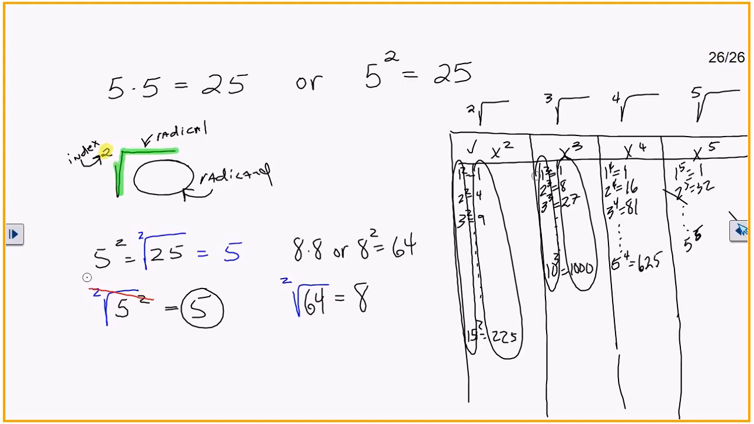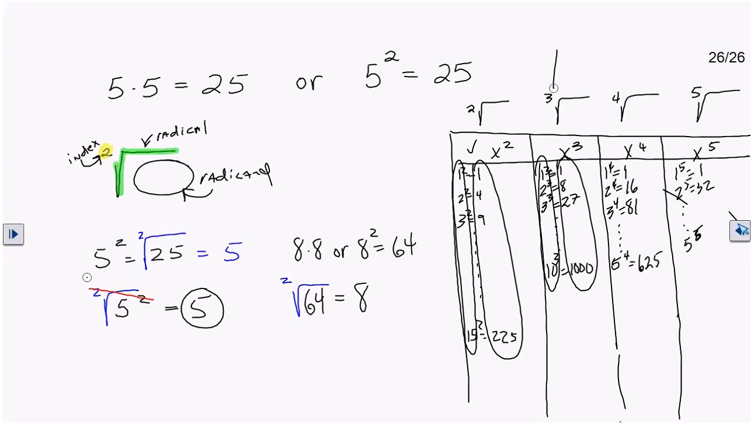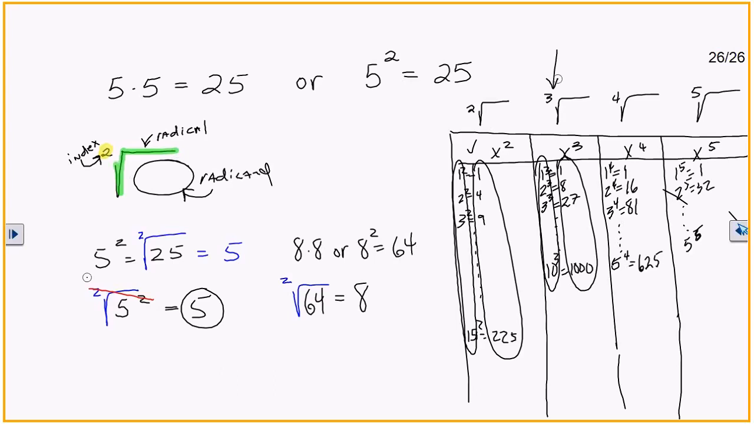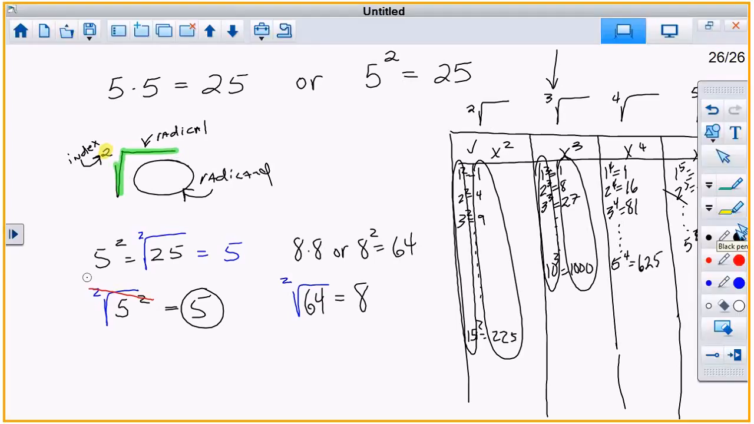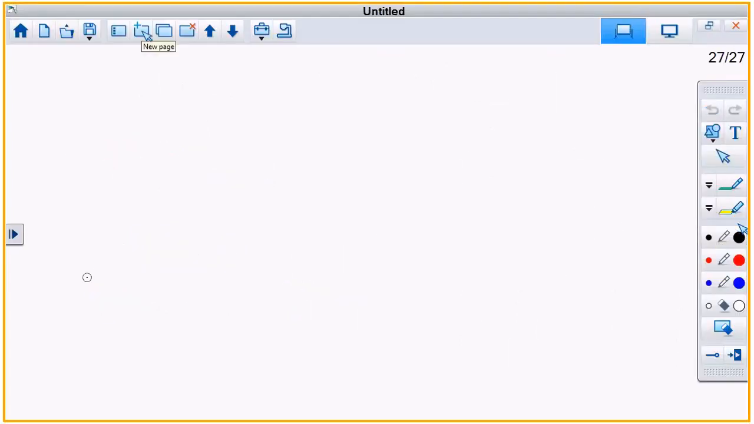So that's a little hint. Getting back, the cube root means that you're in this column. The cube root means that you're taking the cube root of 8, or the cube root of 27, or the cube root of 1,000. The fourth root is so on. So you can rewrite and undo, and I'm going to clear the page, and I'm going to give you a couple of examples.